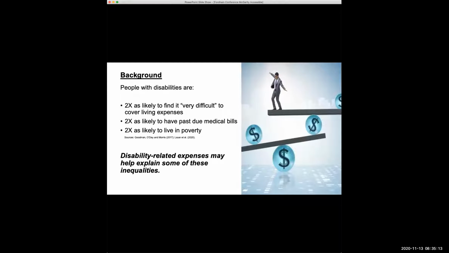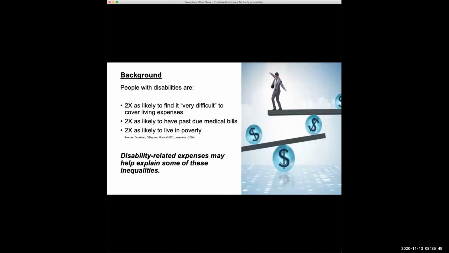So first, some background from the literature that really serves as the purpose for our study. We know that people with disabilities experience financial inequalities at much greater rates than people without disabilities. For example, we know that people with disabilities are twice as likely to find it very difficult to cover living expenses. We know that people with disabilities are twice as likely to have past due medical bills. They're twice as likely to use alternative financial services like payday loans, pawn shops, title loans, and also they're twice as likely to live in poverty.